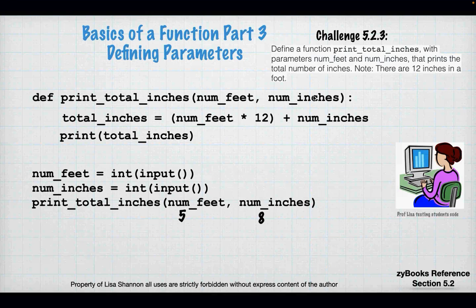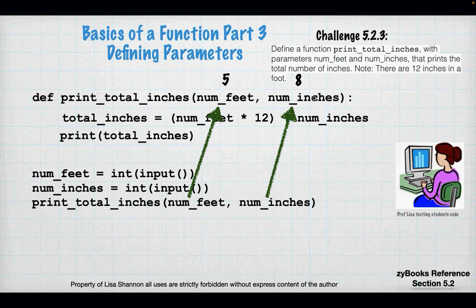So what you will see then is on the print total inches function call, which is right after the two input statements, I'm going to call them with two variables, num feet and num inches. Now, this num feet and num inches is not the same num feet and num inches as is in the function definition. But what they will do is they will transmit those numbers to the function definition when the function is called. So I put in 5 and 8.